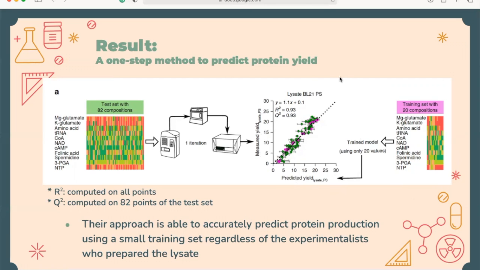As shown by the middle plot, the R-squared was computed on all points and the Q-squared was computed on the 82 points of the test set. Both of them achieved 0.93, which is a really high accuracy. Therefore, they concluded that their approach is able to accurately predict protein production using a small training set, regardless of the experimentalist who prepared the lysate.